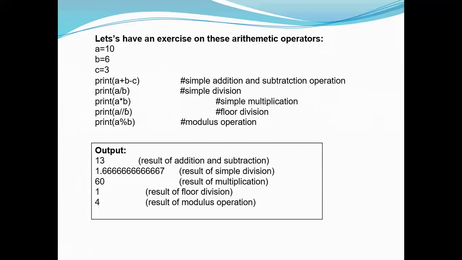And if I say a star b, that is 10 into 6, it will give me the multiplication result as 60. And a floor divide b, the double division, that is 10 double divide 6, will give me the quotient value as 1. And 10 modulo 6 will give me the remainder value as 4. Right? This is with respect to the basic arithmetic operations in Python programming. That is addition, subtraction, multiplication, division, floor division, and modulus operation. We also have exponentiation. I think that is easily understood.